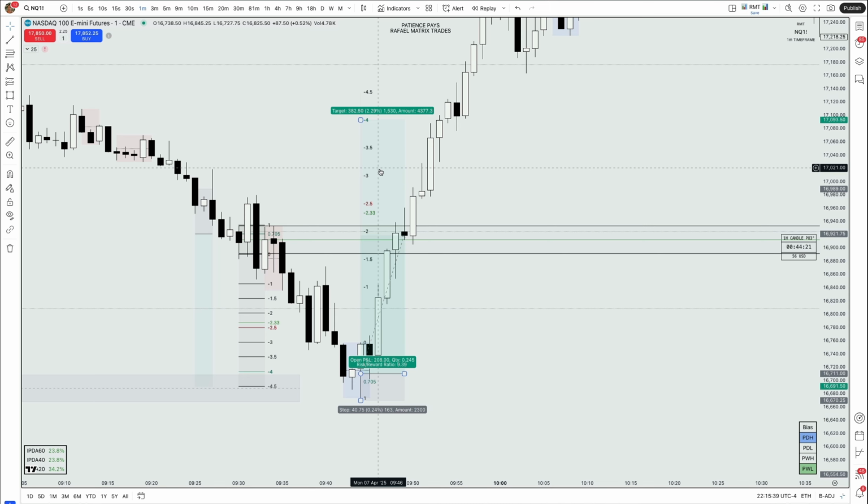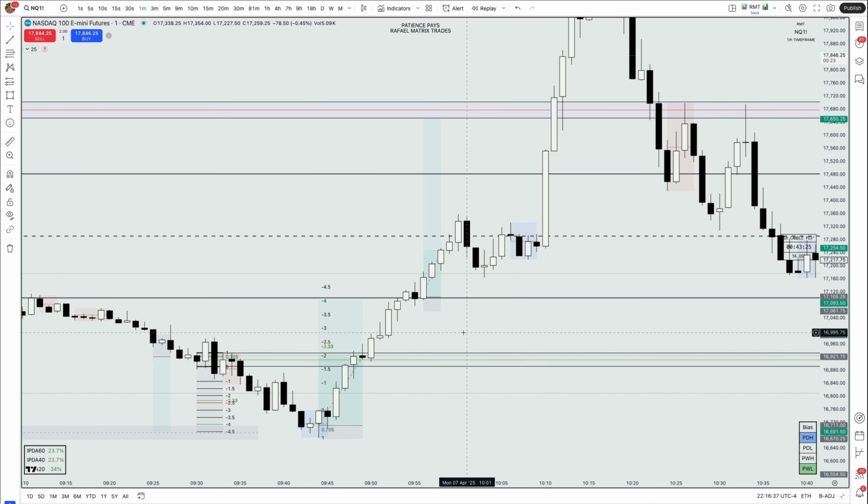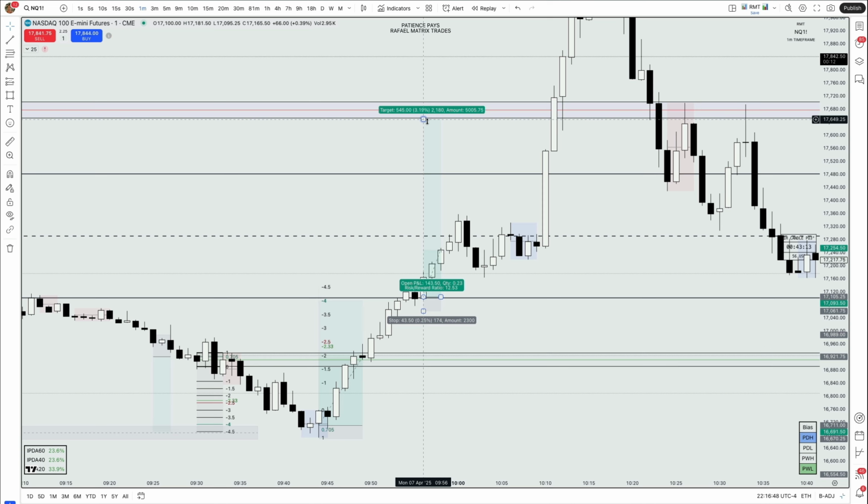That was 382.50 points. Right after that, when price entered the new week opening gap, I took this long here, and then I took partials on 50% of the new week opening gap on the high, and my final TP was here. That was 445 points.